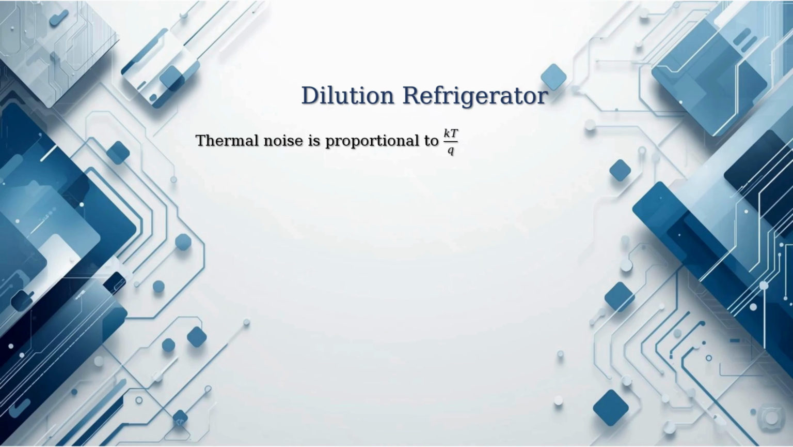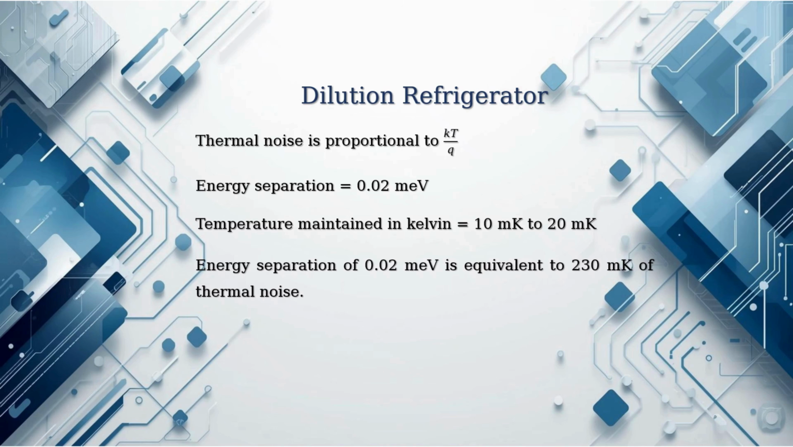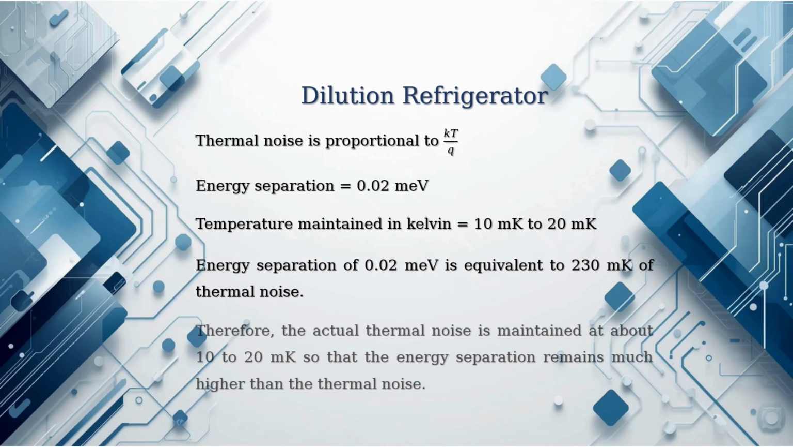Therefore, if the qubit energy separation is 0.02 meV, then we should maintain the temperature of 10 to 20 millikelvin. Energy separation of 0.02 meV is equivalent to 230 millikelvin of thermal noise. Therefore, the actual thermal noise is maintained at about 10 to 20 millikelvin so that the energy separation remains much higher than the thermal noise. A dilution refrigerator is used for that purpose.